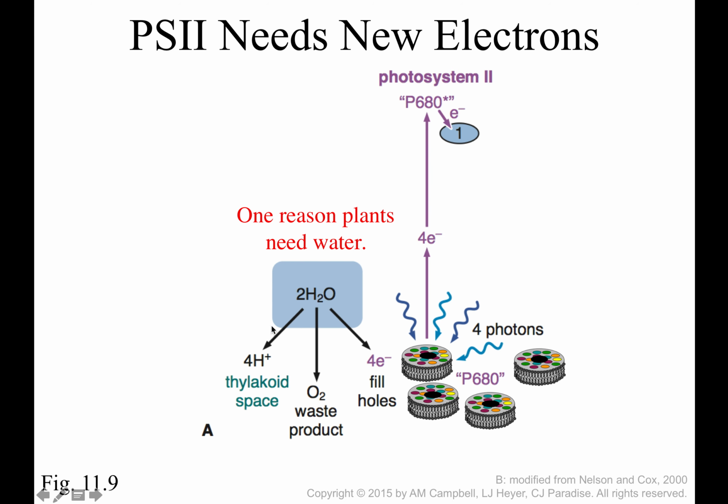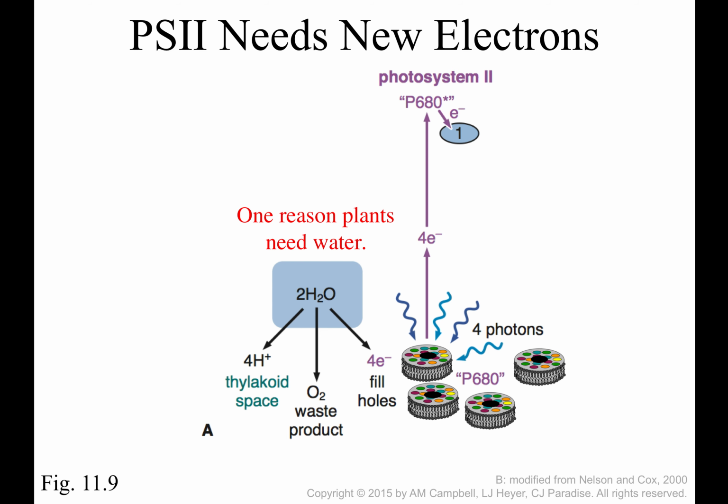So plants have an enzyme and a catalyst metal that work together to split water. That water that gets split gives electrons to fill the hole. It also gives off protons that help make the thylakoid space have a lower pH. And then it gives off oxygen as a waste product.